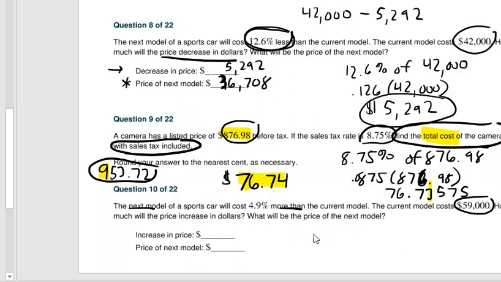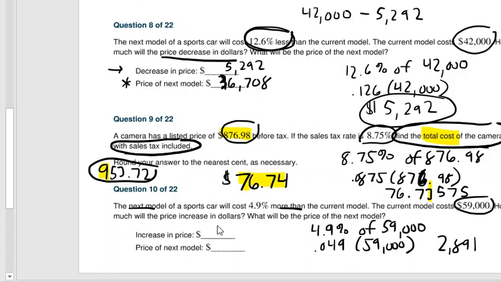So if the next model is going to be 4.9% more, we have to figure out what 4.9% of 59,000 is. So we take the 4.9%, we divide by 100, that becomes 0.049. We then times by 59,000. That's going to tell us our increase. Okay, and that is 2,891. That is our increase in price.